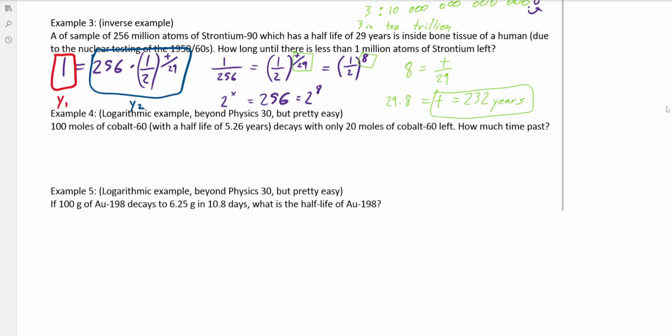Right now we have 100 moles of cobalt-60 with a half-life of that, and it decays with only that much left. So at the end we have 20, at the beginning we have 100. Now it's a half-life, so that's why we're using a half here. That's always what we're doing. And then it's T over the half-life period, so 5.26. Now, we can solve this algebraically if we use logs. So what we're going to do is divide by 100 on both sides. And we get this, or 0.2.